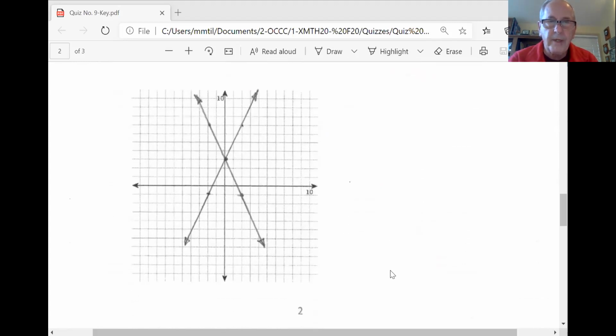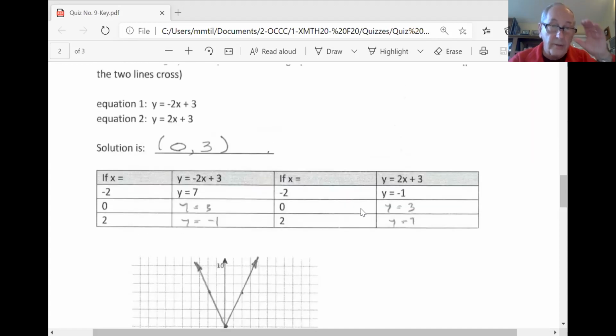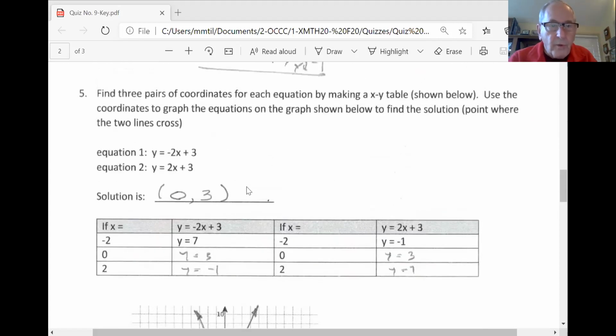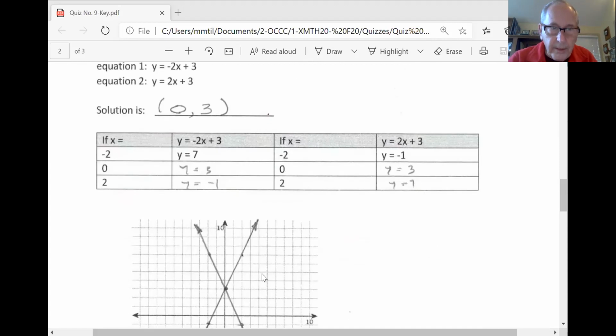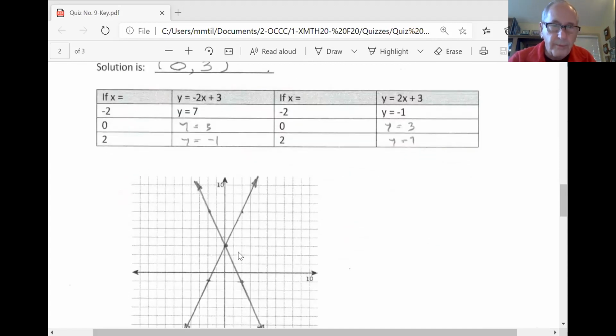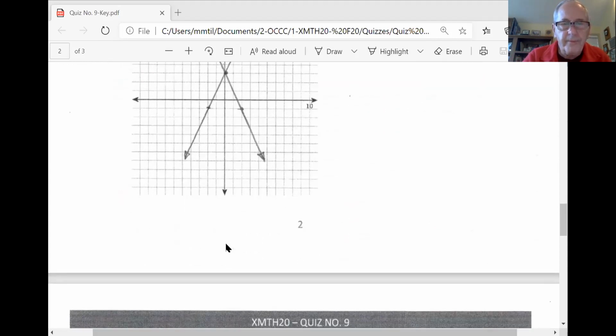Okay. But I just wanted you to understand a few things. One, how to develop a table, and how to graph it. Actually, 3 things. Graph it on a coordinate plane. And then number 3, determine what the solution is. And the solution is where they cross. Okay. That's what I was trying to show in that one.